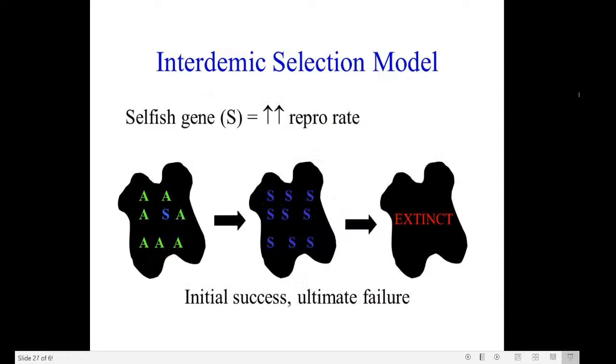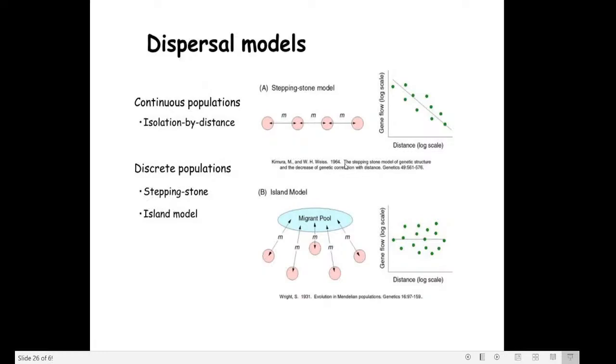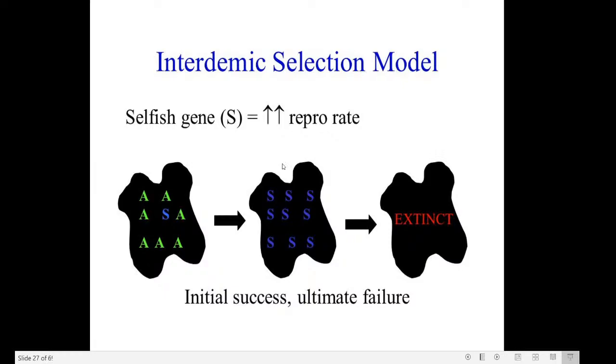The interdemic selection model is an example for our model explanation. Because if a species moves to one place, that makes some genetic change. That may be positive, that may be a failure. Here the interdemic selection model is explained with the model. That's a selfish gene, the S gene, which is higher in the reproductive rate. It's one initial modification. Due to this process, the population variation makes a change in one species. The first generation is successful, but after that the second generation has a defect in the organism. That organism becomes extinct.